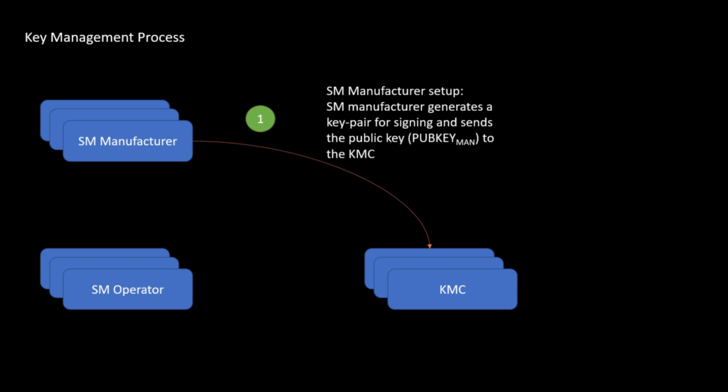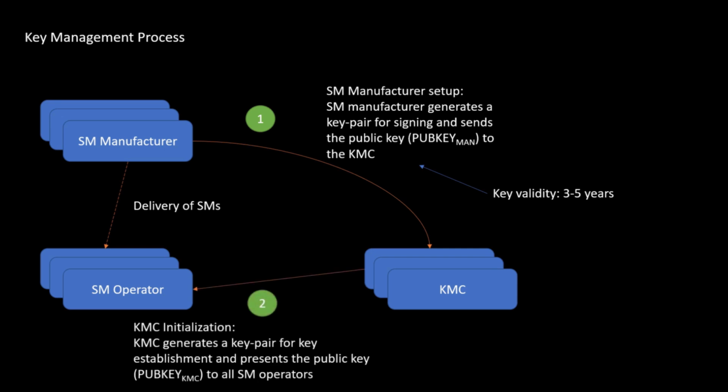The first step that happens is that the secure module manufacturer generates a key pair for signing and sends the public key, the pub key manufacturer, to the KMC. This key is valid for between 3 and 5 years. The secure module manufacturer then delivers the secure modules to the SM operators. Step 2 would be KMC initialization, where the KMC generates a key pair for key establishment and presents the public key, that's the pub key KMC, to all SM operators. The validity of this key is 2 to 3 years.